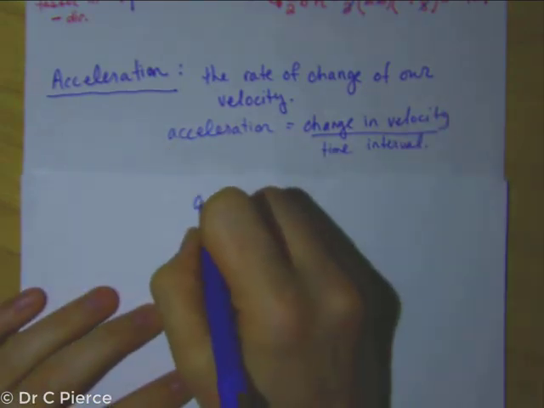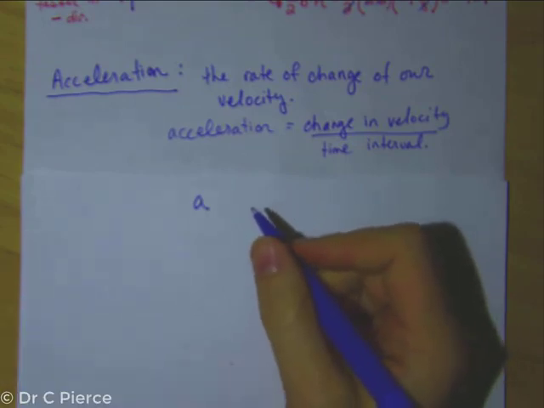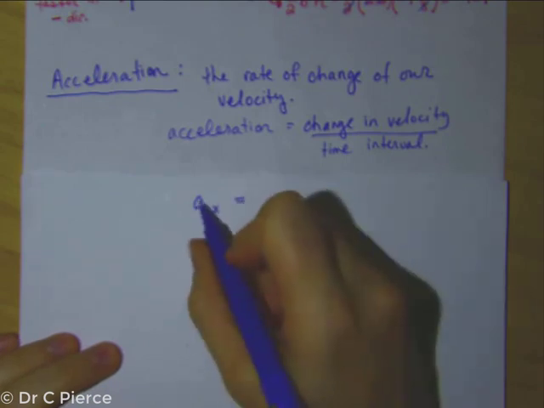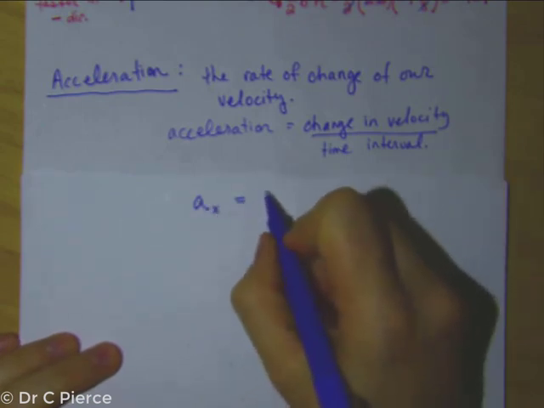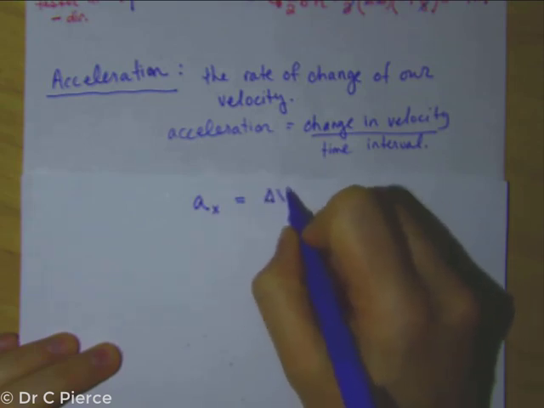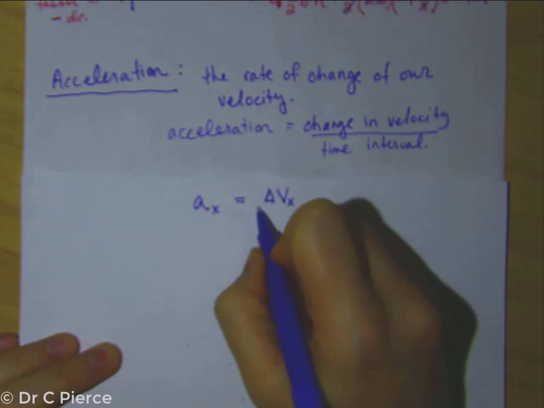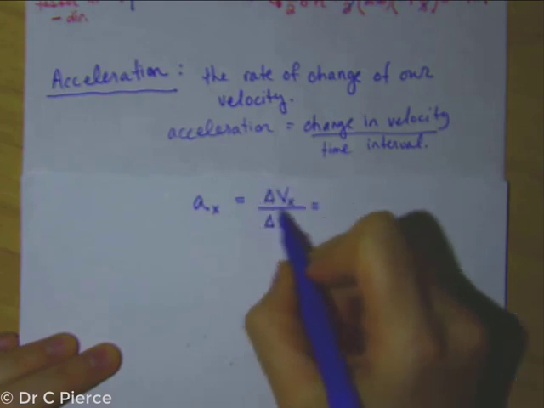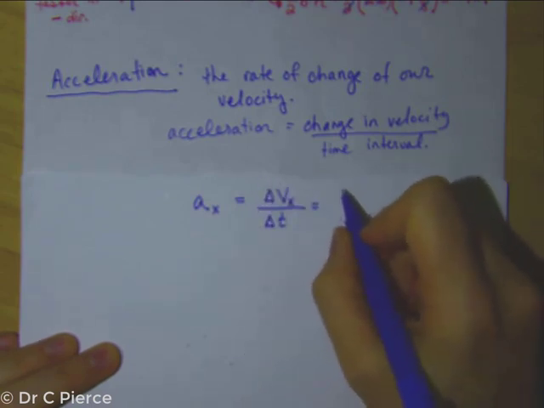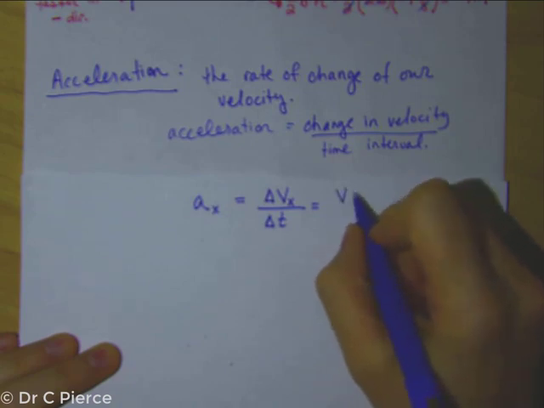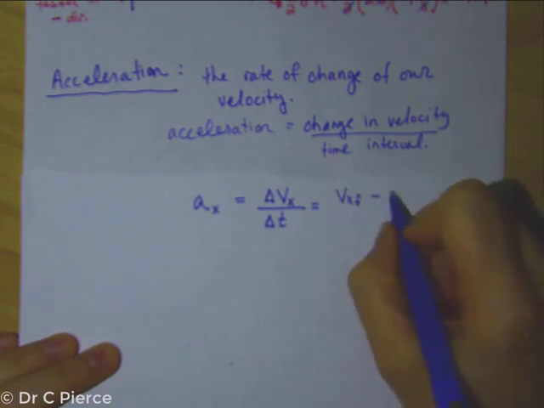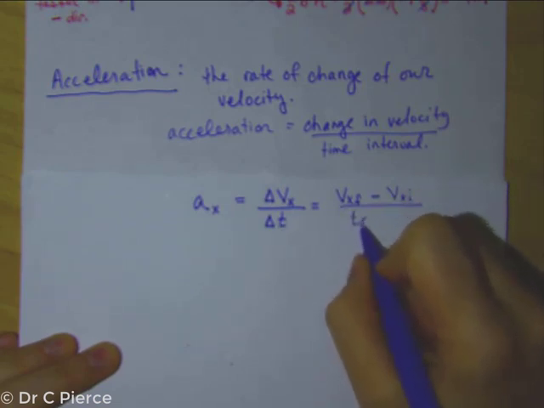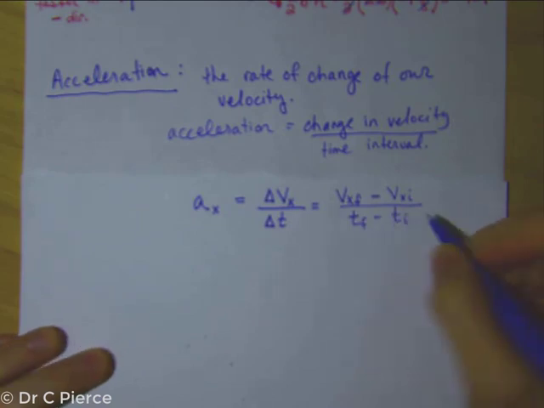Abbreviated, we could say the acceleration, and usually we'll specify in the x direction or in the y direction. So let's just imagine the x direction right here. Acceleration in the x direction is equal to the change in the velocity in the x direction divided by the time interval. And then if you wanted to actually figure out this delta v, that would be the final amount minus the initial amount. So Vx final minus Vx initial over the time interval, and that's the final time minus the initial time.